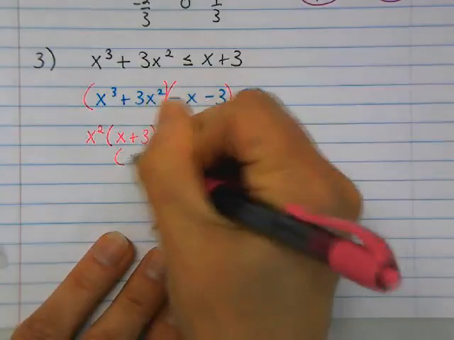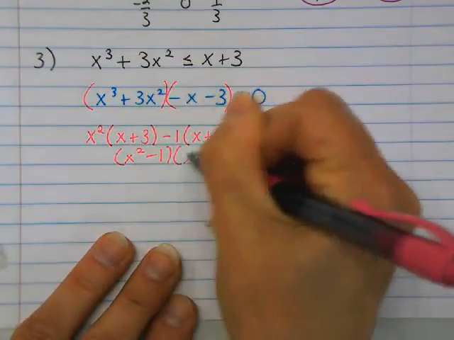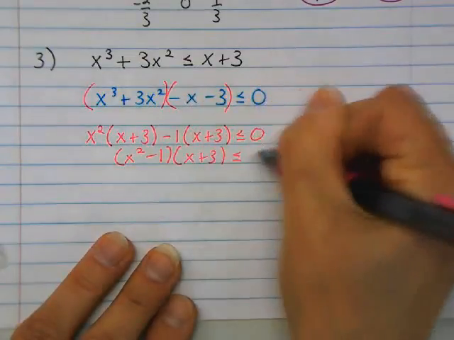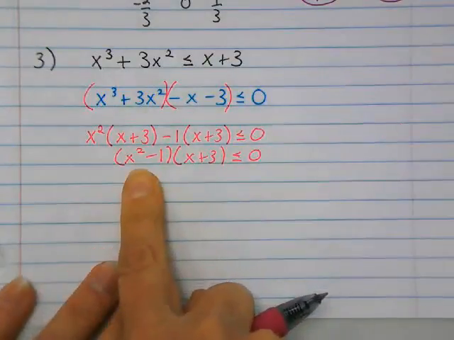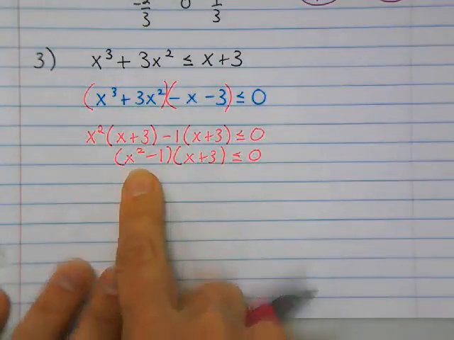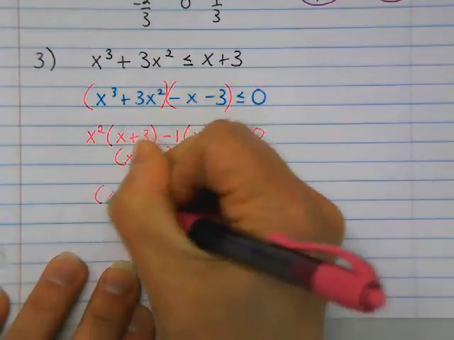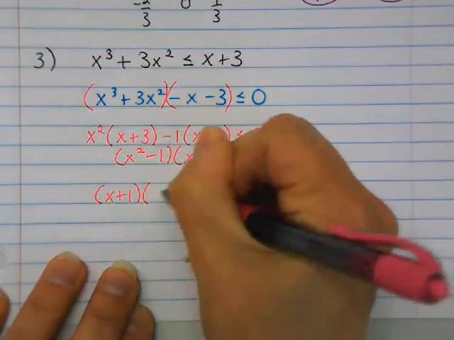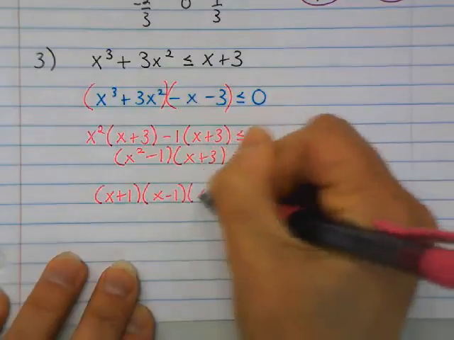Is this factored, though? Can't this go down even further? So can I finally get x plus 1, x minus 1, x plus 3? So this time I'm going to have 3 things I need to plug into.